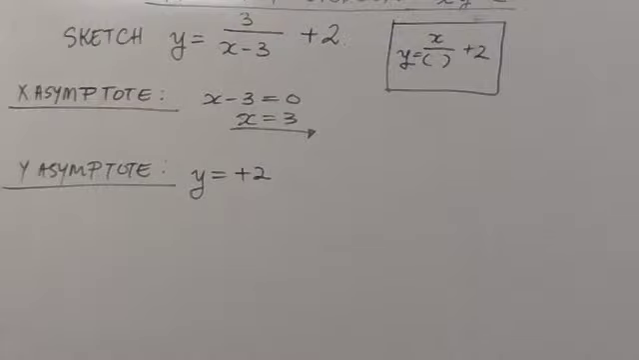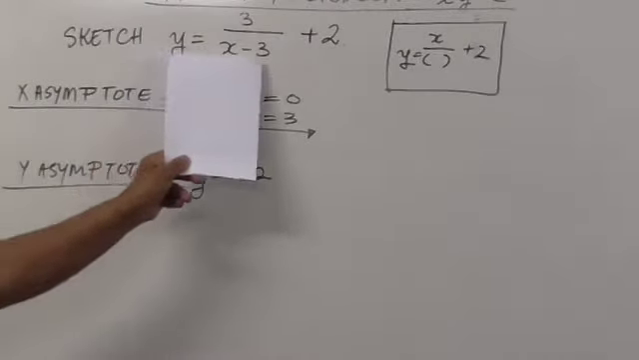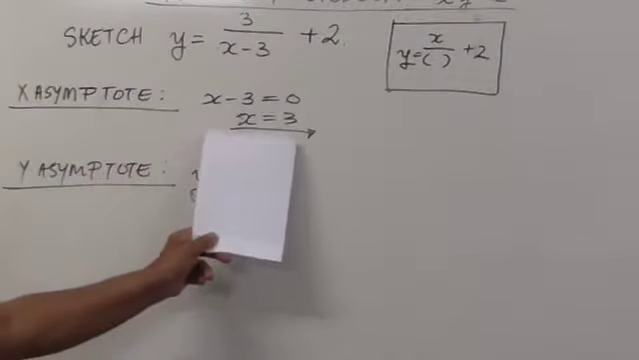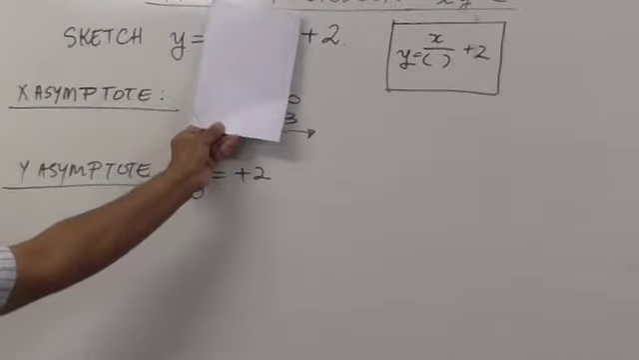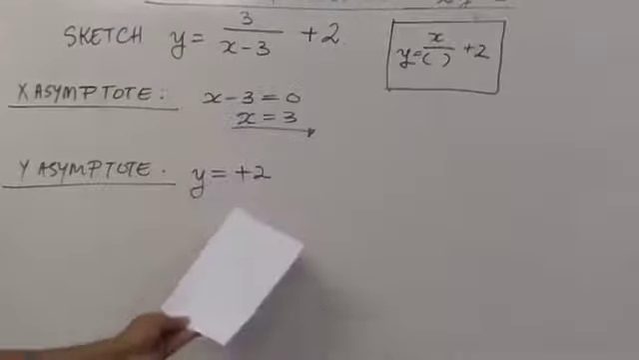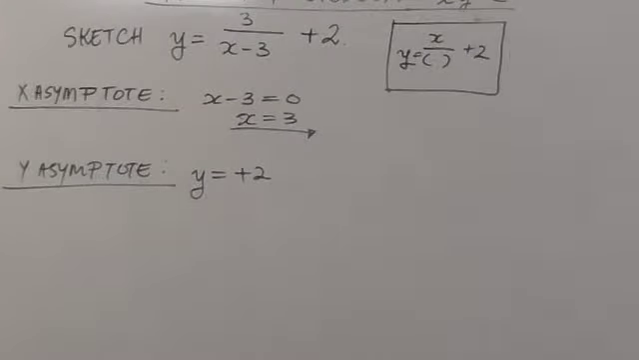Now that's a quick shortcut way to find it. Later on I will go into the steps showing you how we arrive at this. Alright, for the x asymptote, just take the denominator, make it equal to 0, solve. For y, just block off this part and you got the answer, y is equal to 2. So you got your two asymptotes. Now you need some ordered pairs.